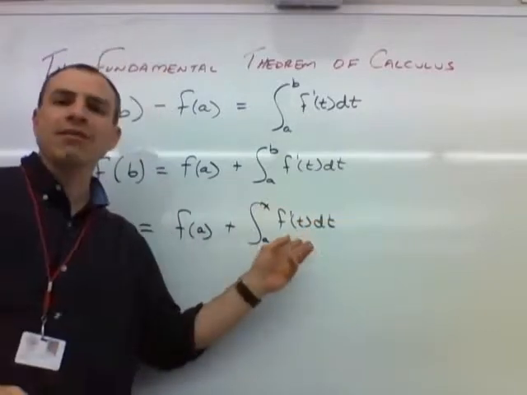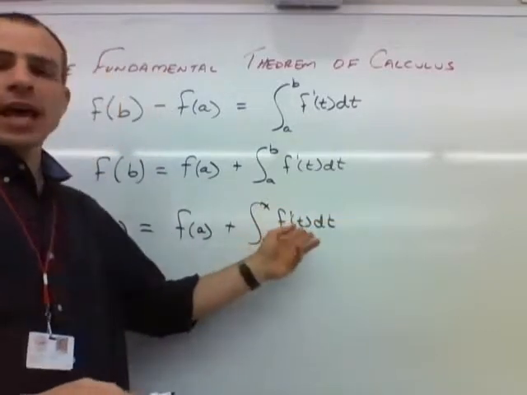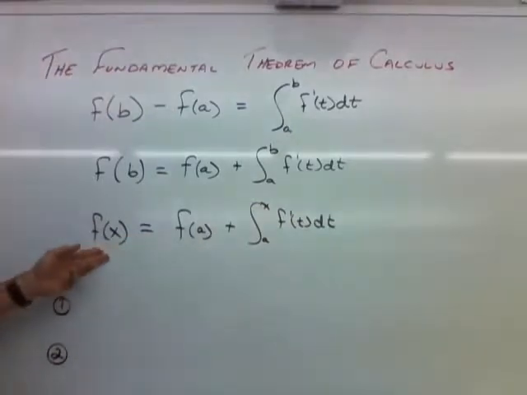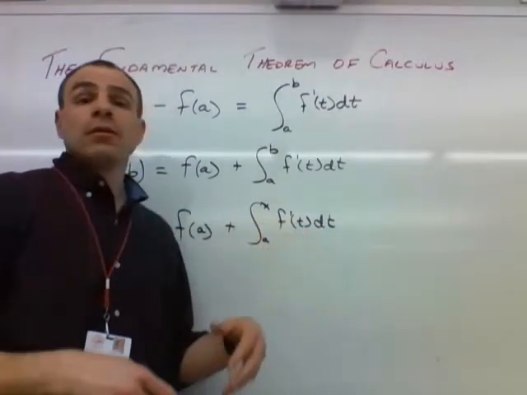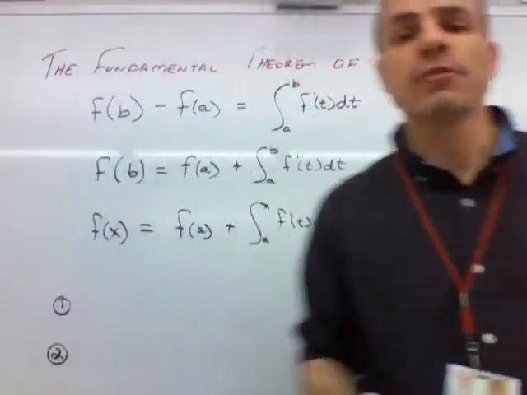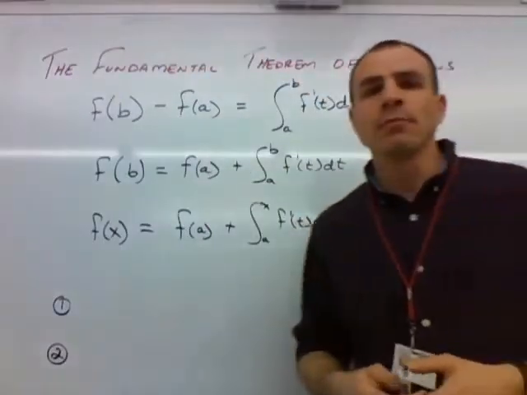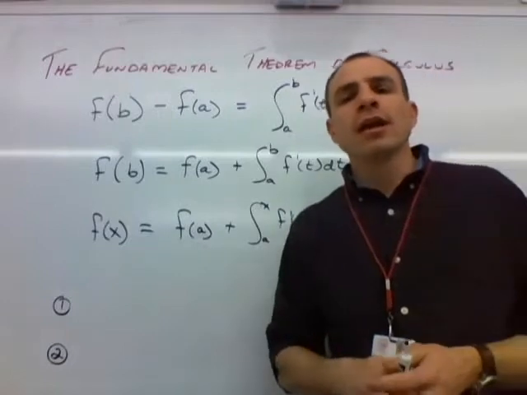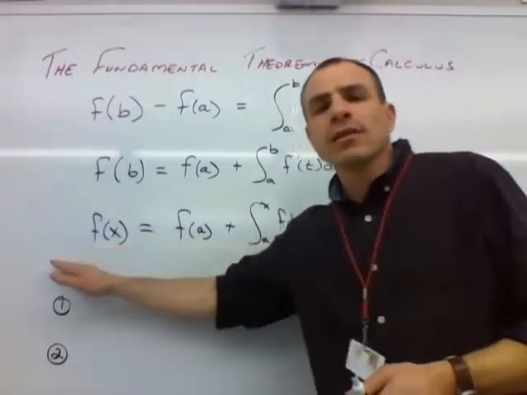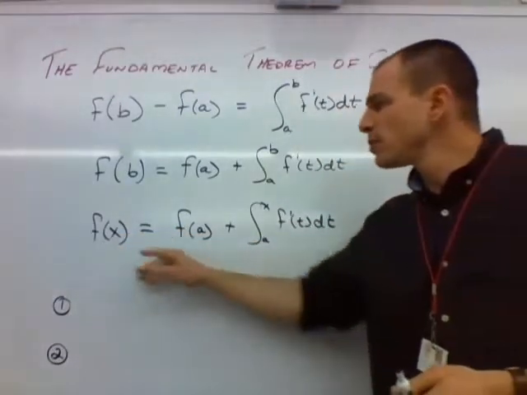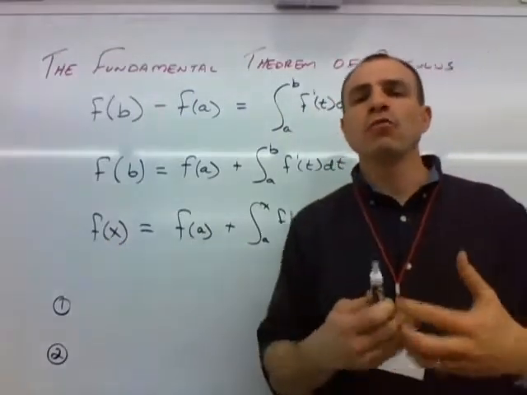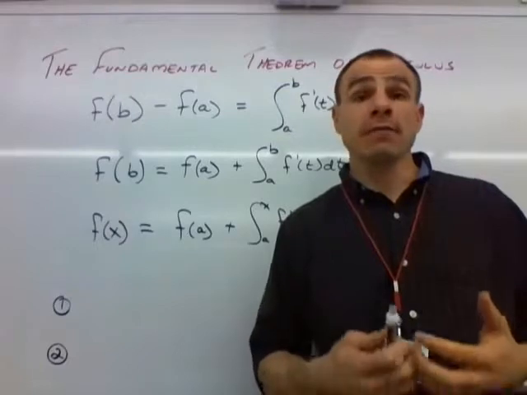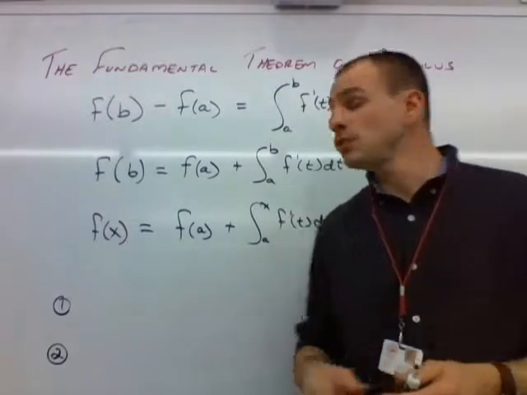The reason why I have these t's here is because I can't use x because x belongs to this function. It's being used as a bound of the integral. So when we have a second variable, we need a second letter. So the common variable to use is t, but it can be something else. All right. But more importantly, this right here is an equation for f. We now have the blueprint for how to write an equation for any function. We just need two things.